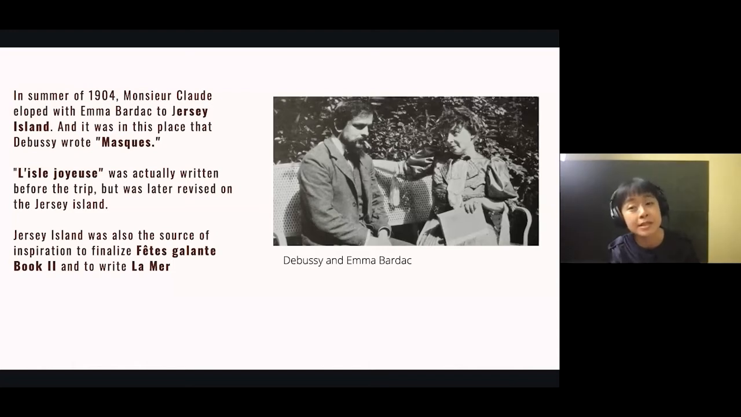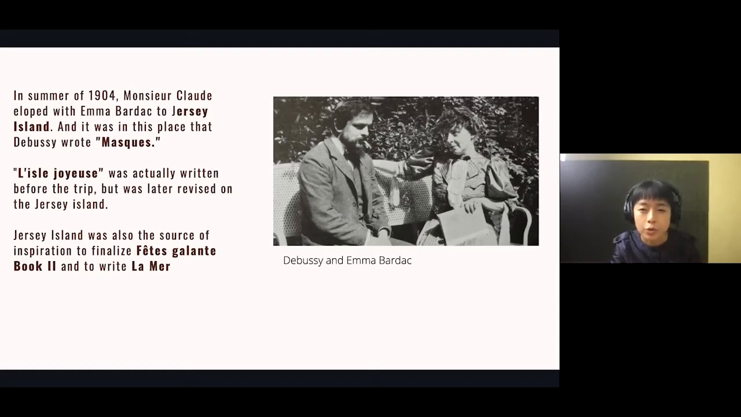So other pieces that were actually revised, that had been written but were just revised on Jersey Island, is Fêtes galantes Book 2. It's actually a collection of songs based on poetry by Paul Verlaine. I'm going to share one of the poems by Paul Verlaine at the very end of this lecture, because I really think that it describes a lot about the ending of Masques.